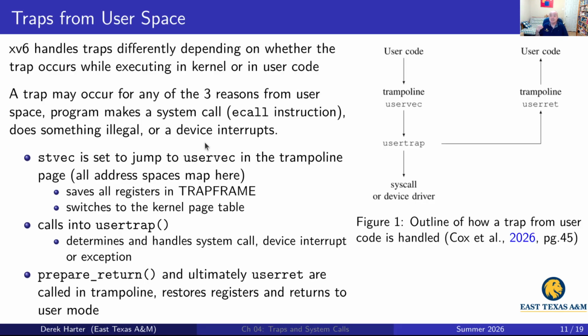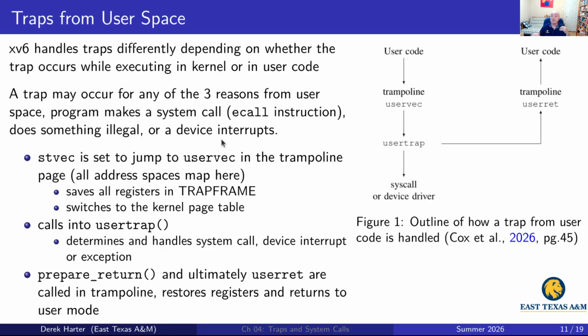XV6 handles traps differently depending on whether the trap occurs while executing in kernel mode or in user mode. In this video, we'll concentrate first on, maybe the more complicated case, what happens when one of these traps occurs when a normal user program is running and we're in the less privileged user mode.